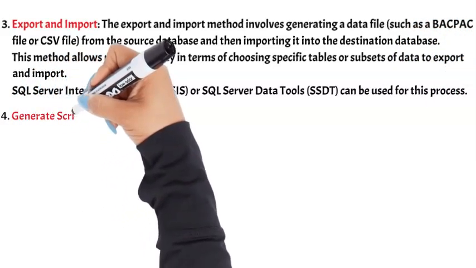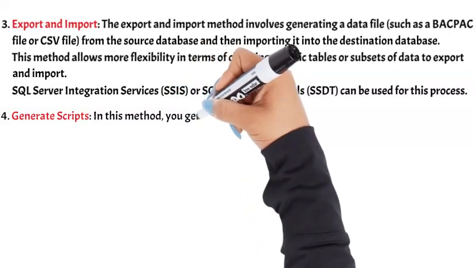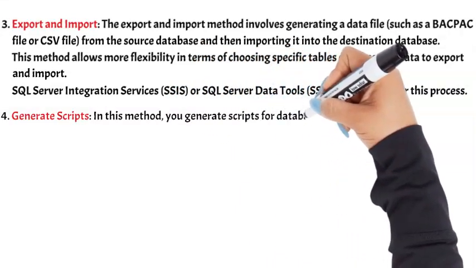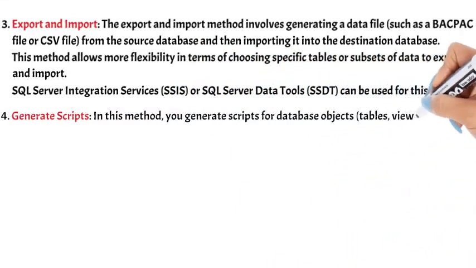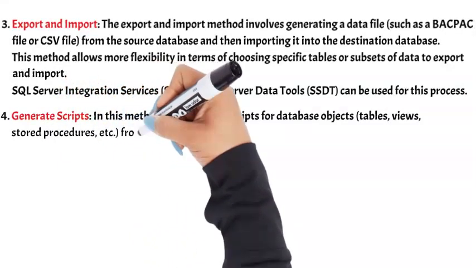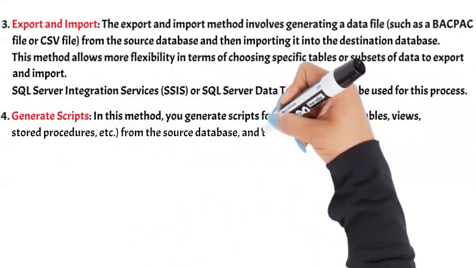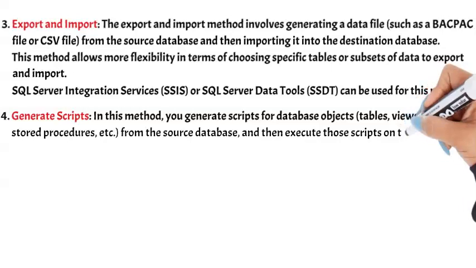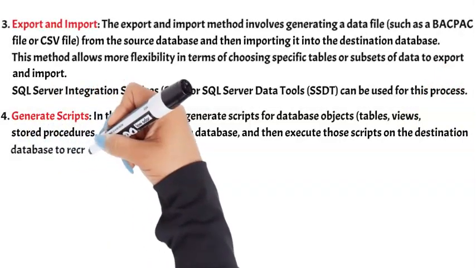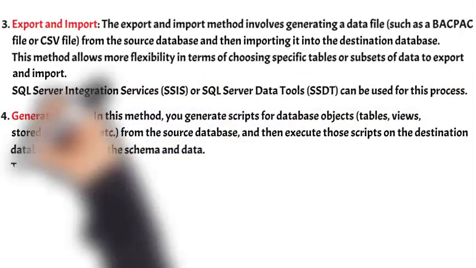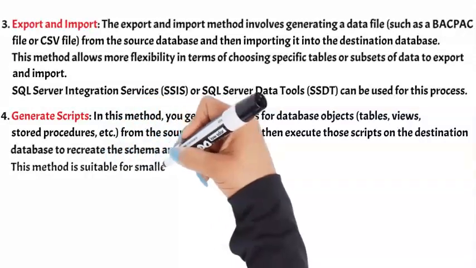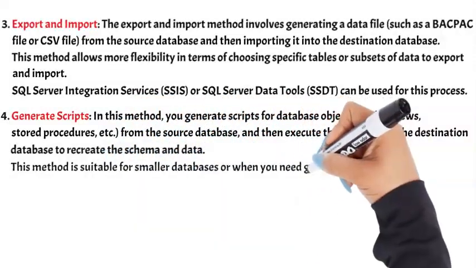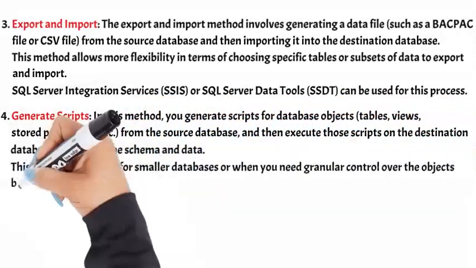4. Generate scripts. In this method, you generate scripts for database objects, tables, views, stored procedures, etc. from the source database, and then execute those scripts on the destination database to recreate the schema and data. This method is suitable for smaller databases or when you need granular control over the objects being moved.